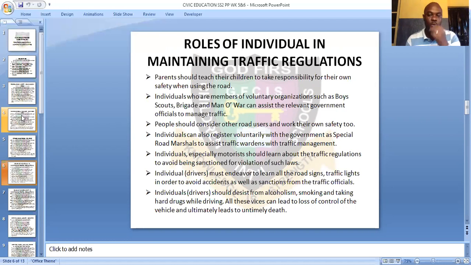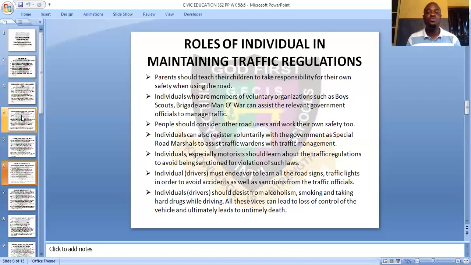Like that number one, like I said, don't drive recklessly. Drive carefully because of yourself and because of other road users, whatever happens to you might also affect them. Okay. Another rule is that an individual can also register voluntarily with the government as special road marshals in order to assist the traffic wardens with traffic management.